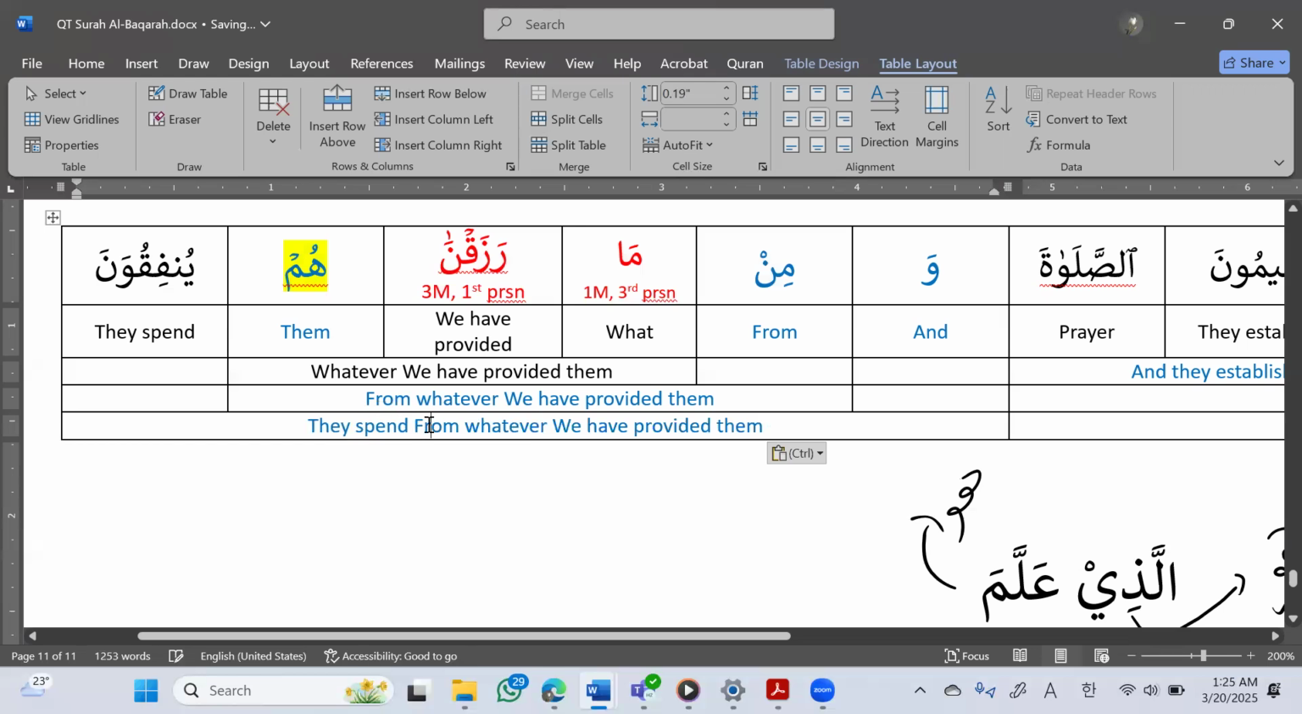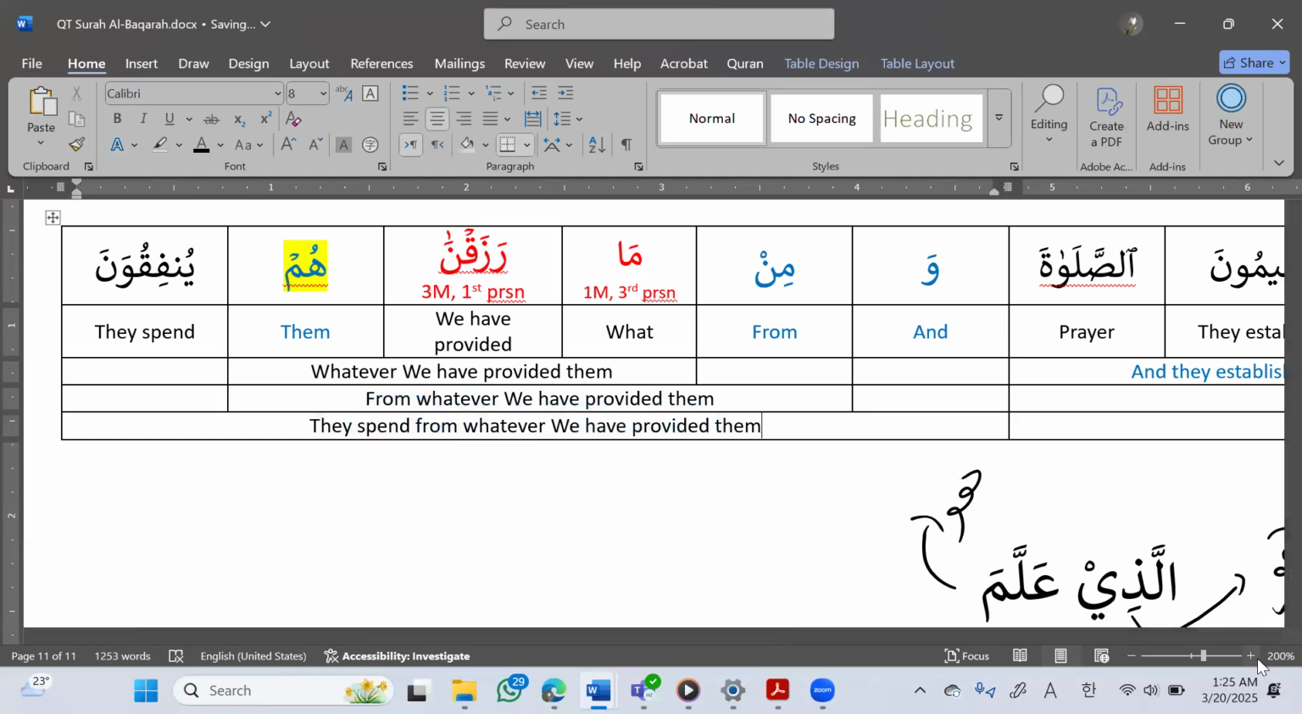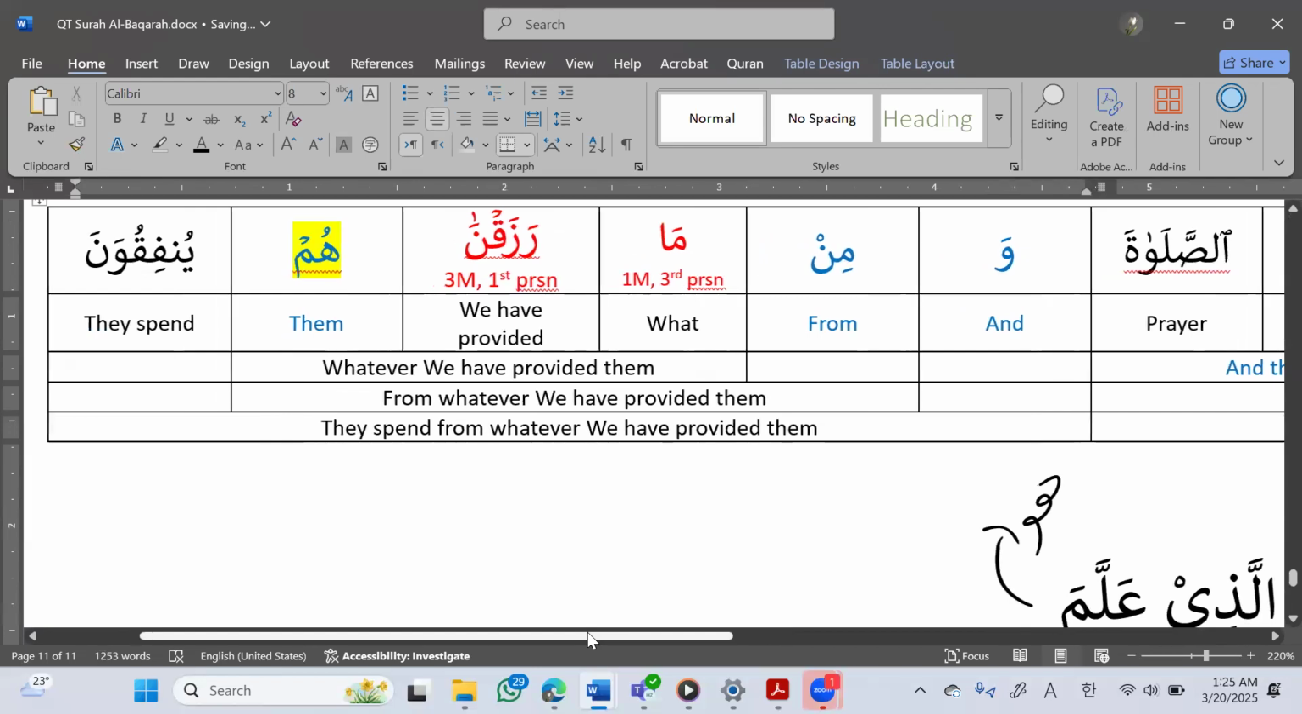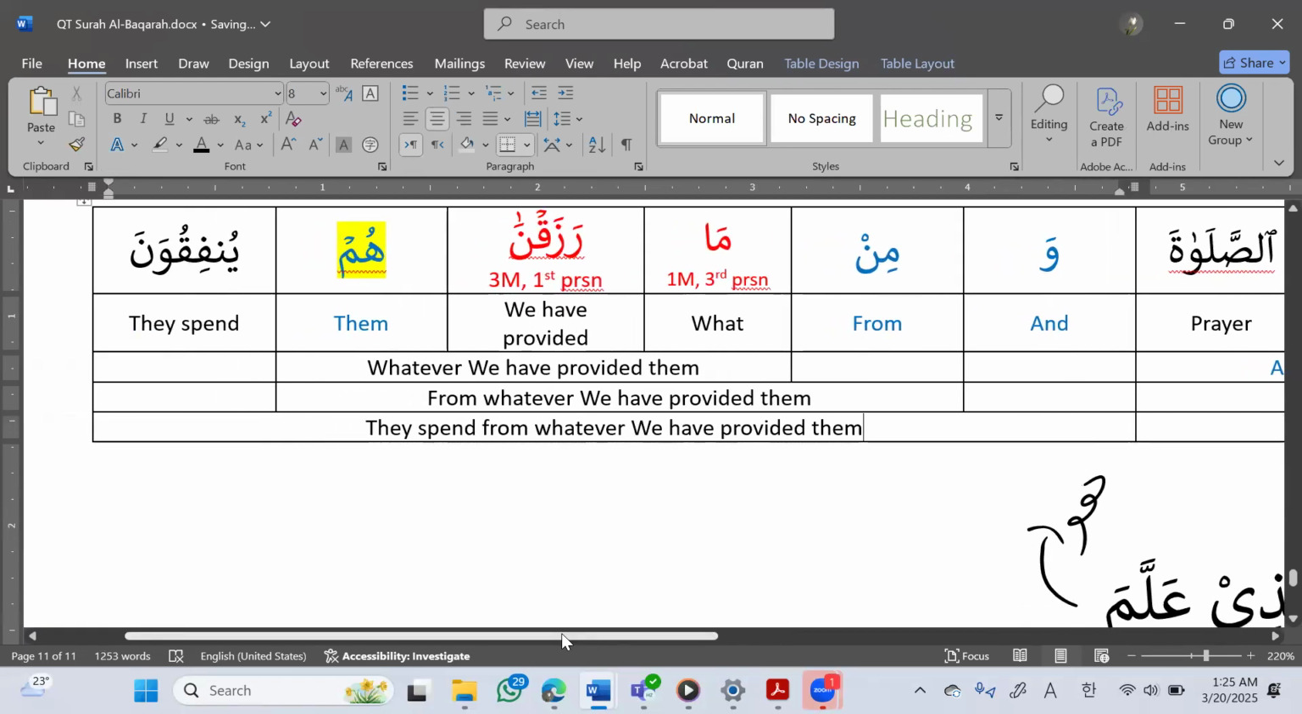But since the muta'alliq bil fi'il is muqaddam, there must be something in the meaning because it is muqaddam. What is the extra meaning in this case? First is: only the provisions. Okay, wait, Sister Sabiha, go ahead. It's important that whatever is given to anyone, he's supposed to spend from it. Okay, only Allah. Okay. Go ahead, Sister Hana.